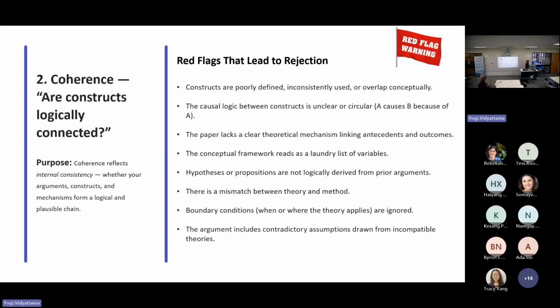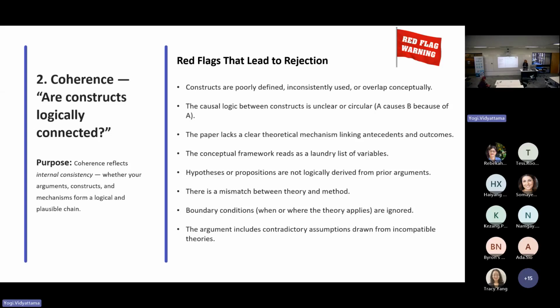The next component that I wanted to talk about is coherence. Are the constructs of whatever you're studying logically connected? Is there a logical connection between the different components? So coherence reflects what we call internal consistency, whether it's in your arguments, in your constructs, or in your method. Does the method answer the question? That's a question of coherence.